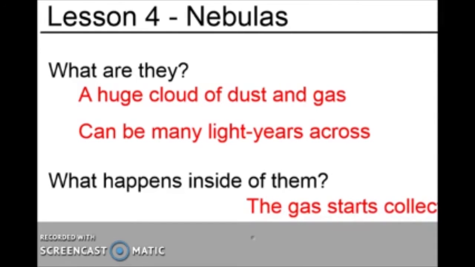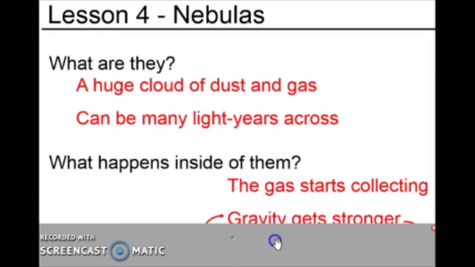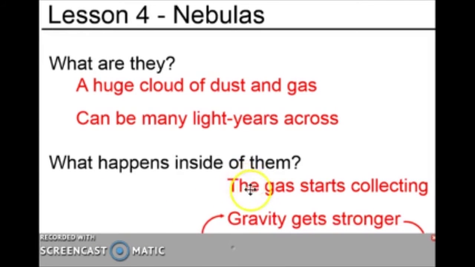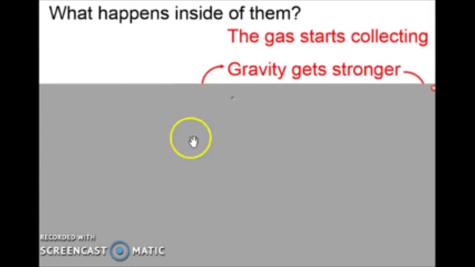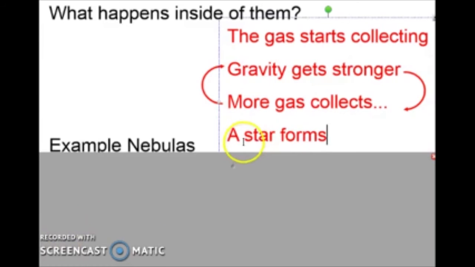First of all, the gas starts collecting. Okay. Might make kind of a little lump or a little ball in the side here. Gravity gets stronger as it collects. Well, as gravity gets stronger, more gas collects. And as more gas collects, gravity gets stronger, which sucks more gas in, meaning more gas collects, and gravity gets stronger. And this goes on and on and on until a star forms. So a star forms from these nebulas, okay?